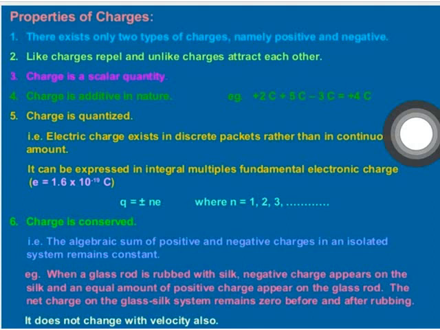Mathematically, if a system contains n charges Q1, Q2, Q3, Qn, then the total charge will be Q1 plus Q2 plus Q3 and so on plus Qn. For example, the total charge of a system containing 4 charges, 2 microcoulomb, minus 3 microcoulomb, 4 microcoulomb and minus 5 microcoulomb, is minus 2 microcoulomb.